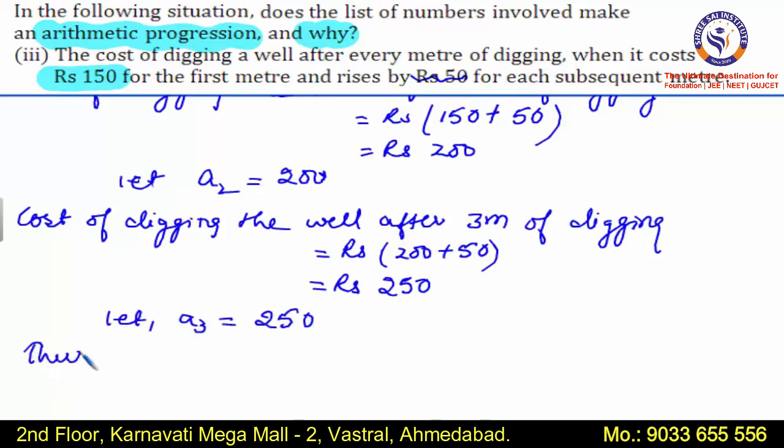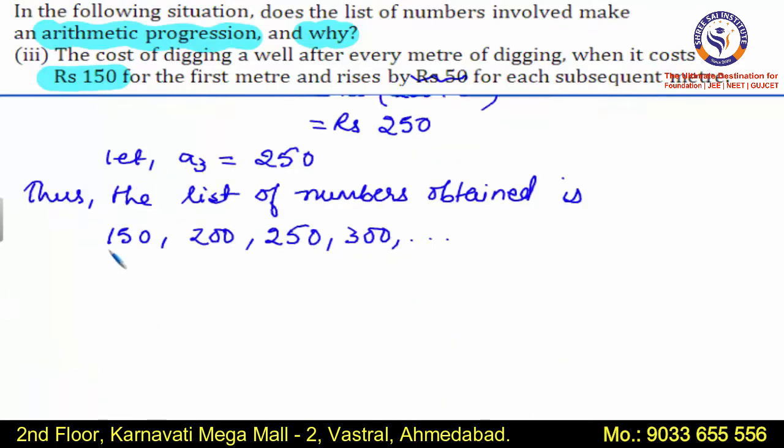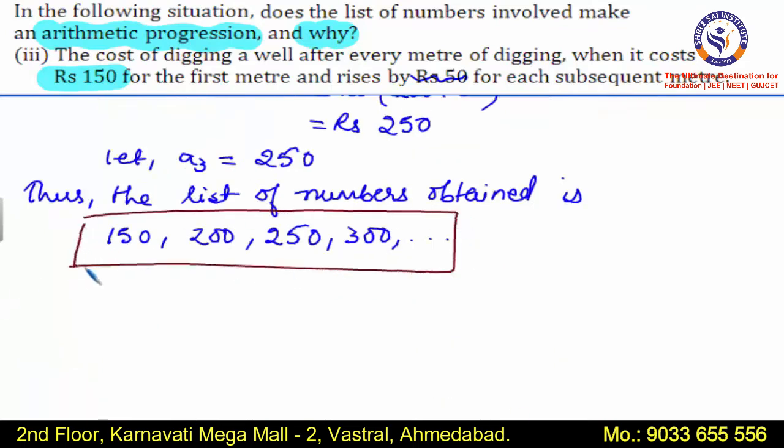Thus, the list of numbers obtained is 150, 200, 250, 300 and so on. Now we have to check whether this is an AP or not, right?